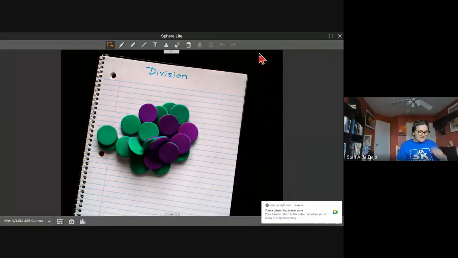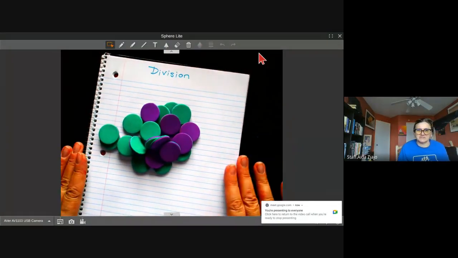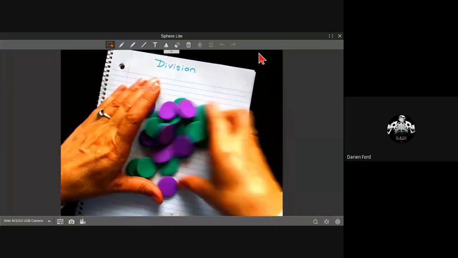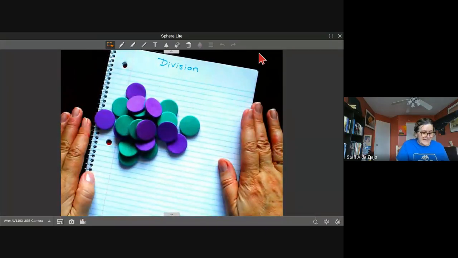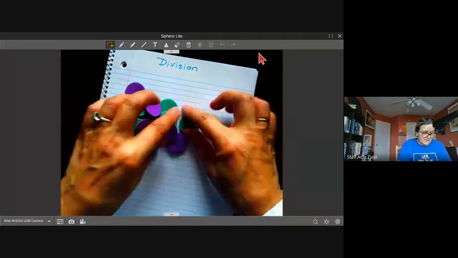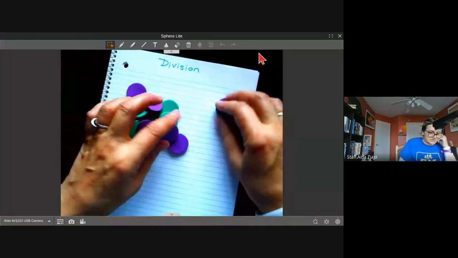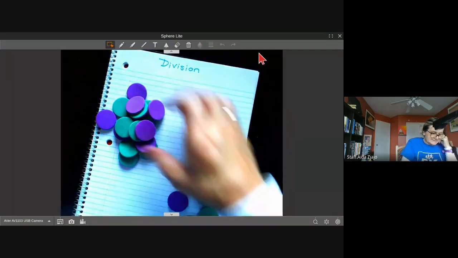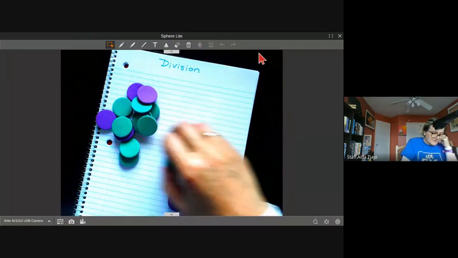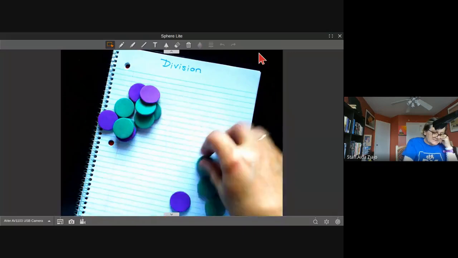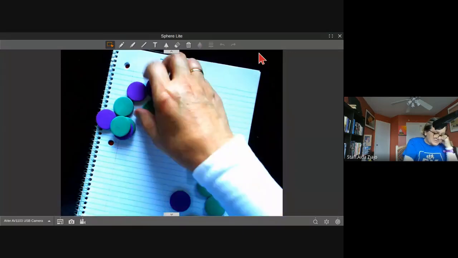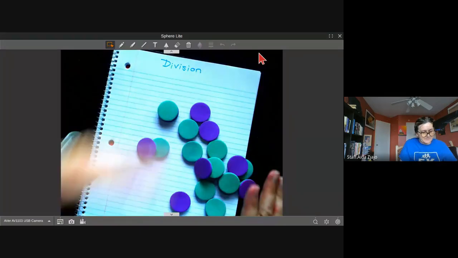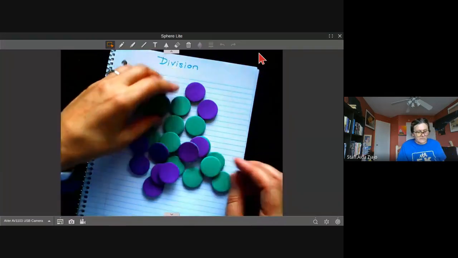Okay, so today we're going to do the meaning of division. I happen to have these counters. I don't know how many I have, but I am going to count them by twos: 2, 4, 6, 8, 10, 12, 14, 16, 18, 20, 22, 24. It happens to be an even number. It looks like I have 24.